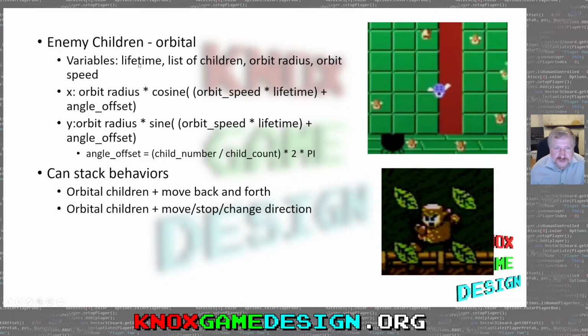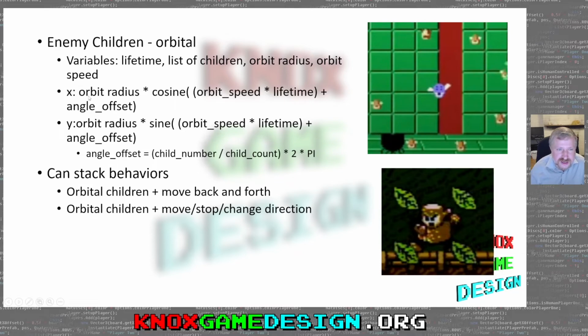So to do this, what do we need? We need the lifetime. That's going to tell each of the children what position they need to be at. The total lifetime of the enemy. A list of the children objects, the orbit radius, and the orbit speed. How fast are the little children enemies going to be rotating around? And also, how far away are they going to be rotating around?